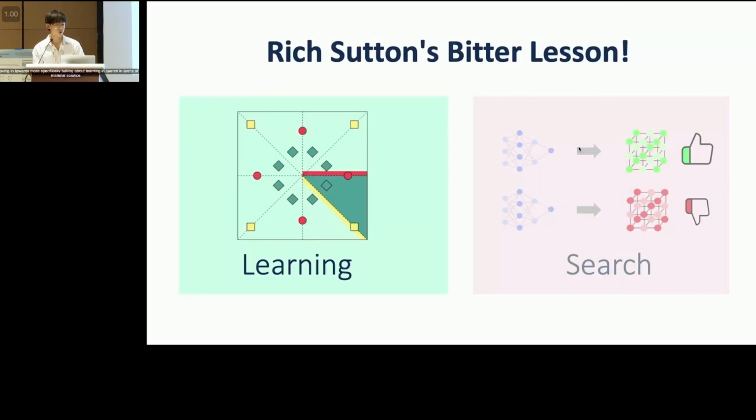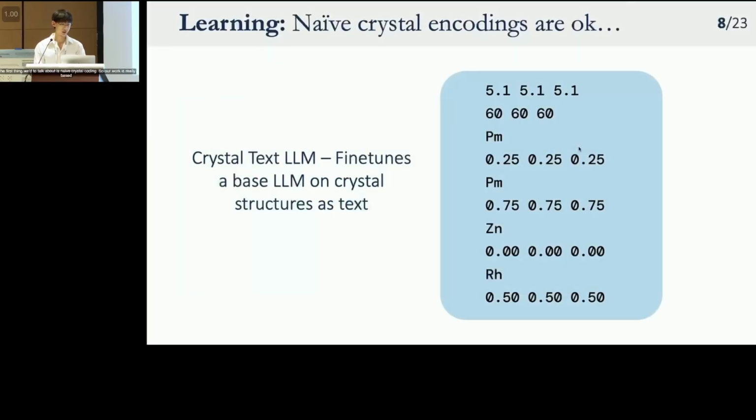However, moving toward talking more specifically about learning and search in materials science, the first thing we'd like to talk about is naive crystal coding. Our work is really based off of one of the works by Gruver et al., some folks at Meta and NYU. Here they show that, leveraging the bitter lesson, large-scale language models like Llama 2 are effective materials generators as long as you fine-tune them on crystal structures as text.